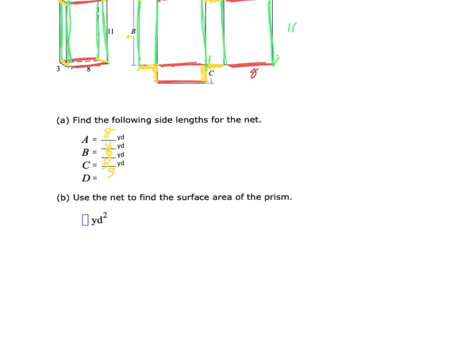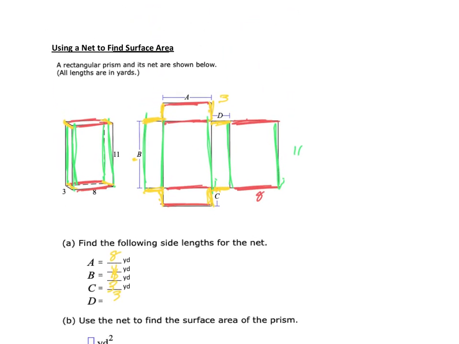Okay, use the net to find the surface area of the prism. Okay, so let's use this net and let's just draw right on it and find it. I'm going to go a different color here. Let's start with our front face, which is 8 times 11, which was 88. Over here was 8 times 11, also 88. The skinnier ones in between are 3 times 11, 33. And then the top and bottom are 3 times 8, which are 24.